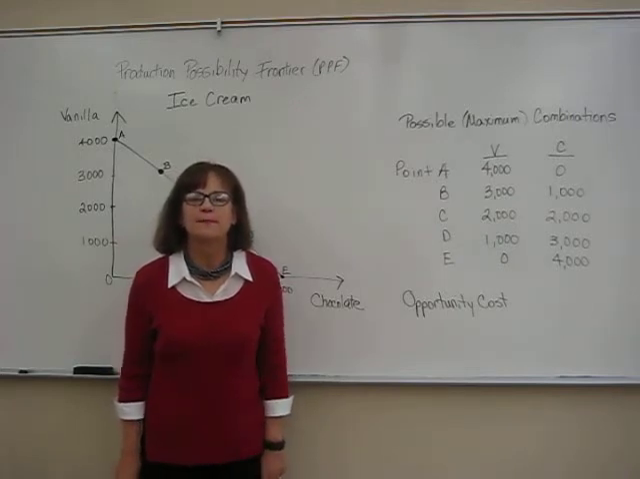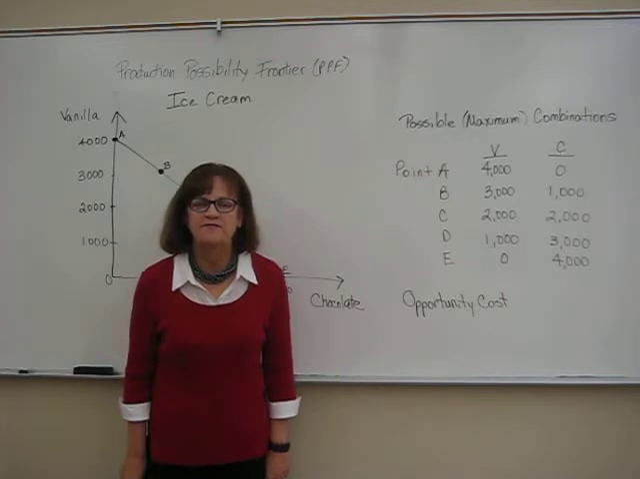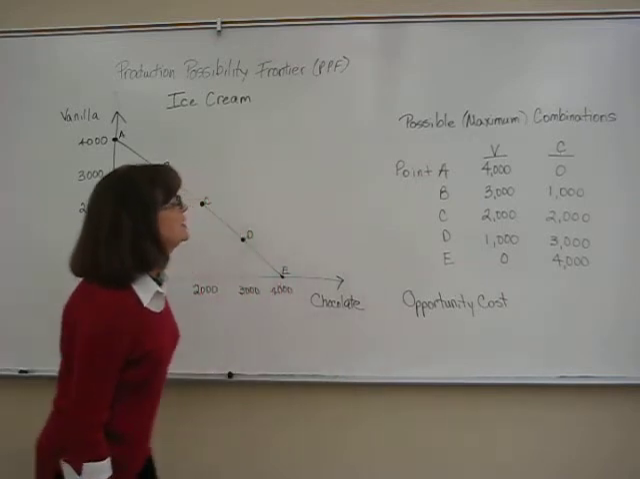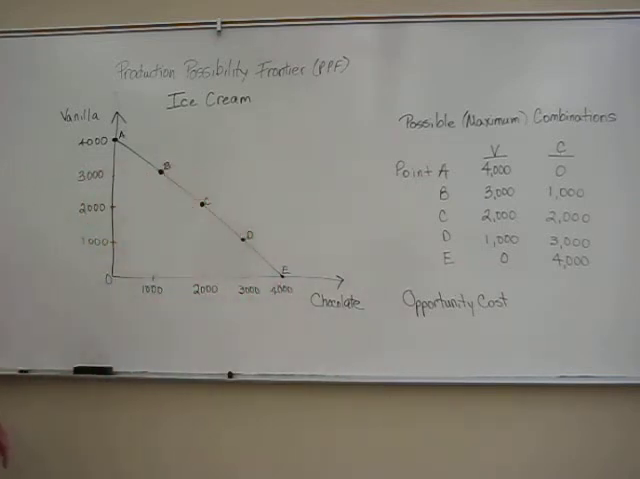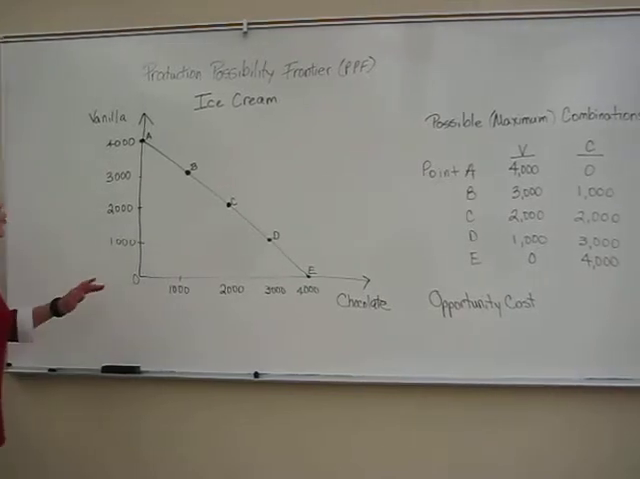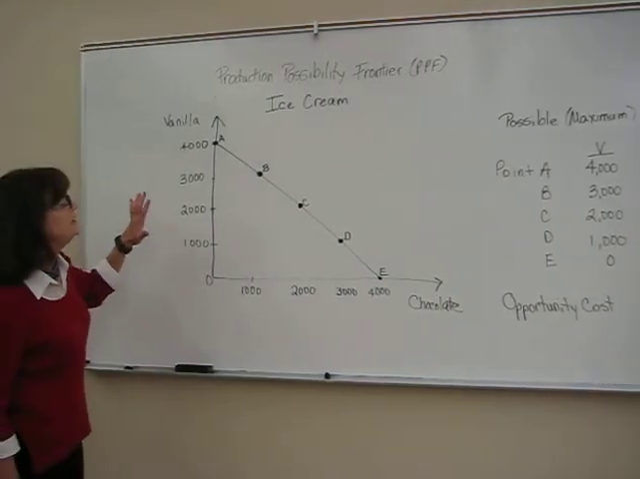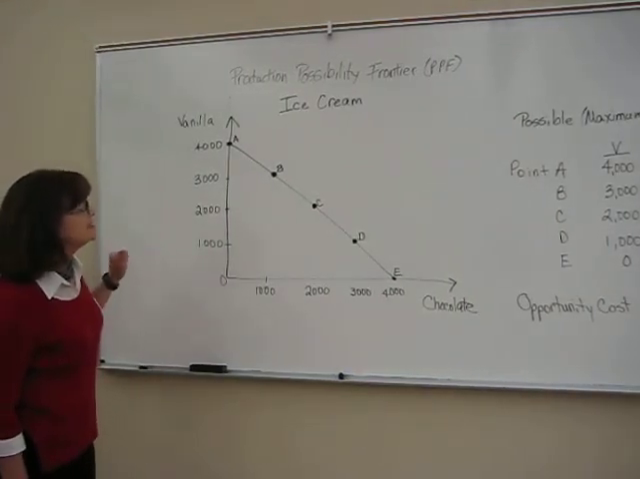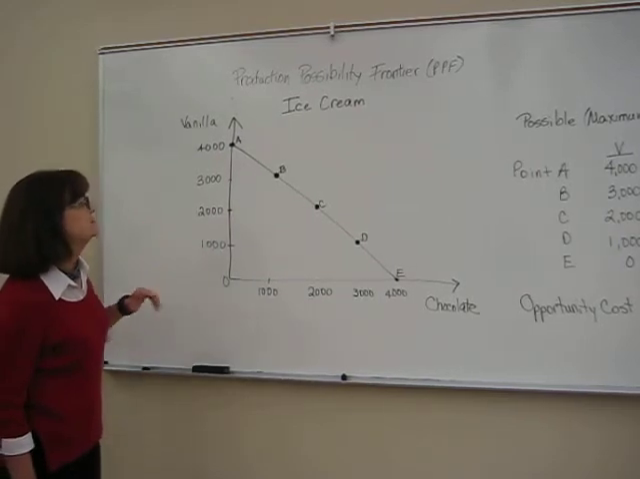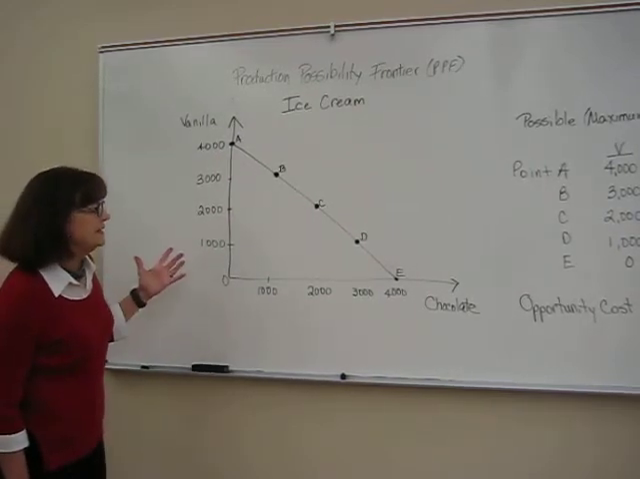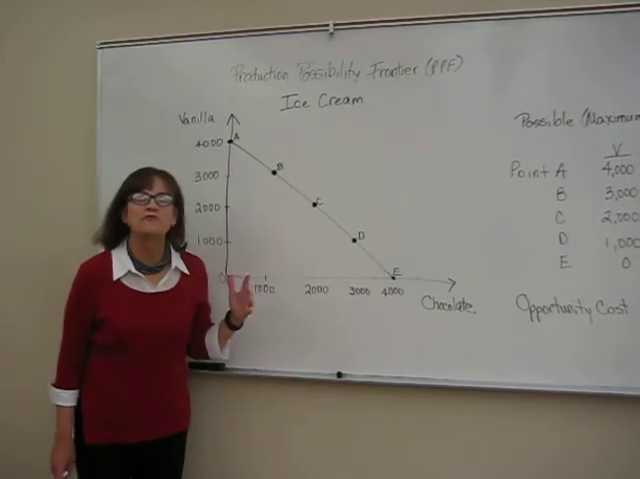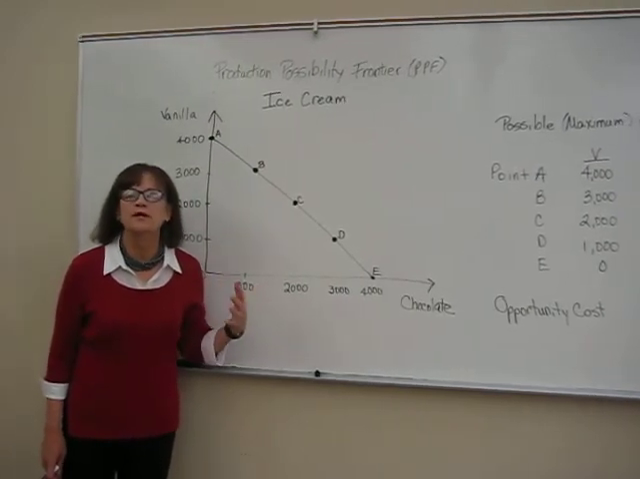Today we're going to talk about the production possibility frontier. The production possibility frontier is a basic concept in economics which shows you a picture of the maximum production possible for a company. You can also draw one for a country or for an individual.